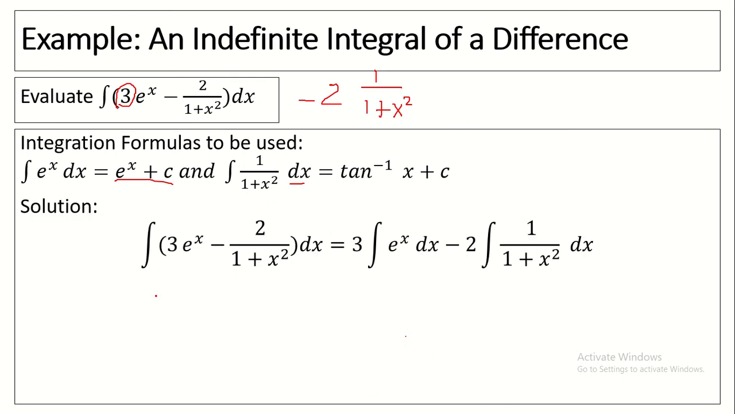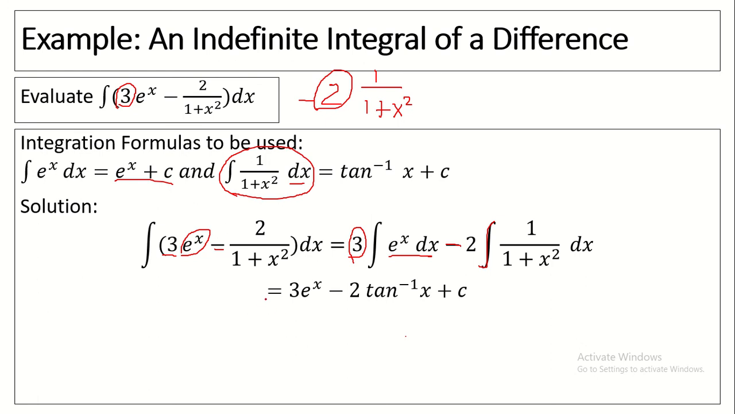Solution, of course, applying theorem 1.3, lalabas natin ito, 3. Kaya siya nandito sa outside the integral sign. So, 3 times the indefinite integral of e raised to x dx minus, so minus din yan, minus 2. So, gaya nga ng sabi ko, pwede natin siyang isulat na ganyan para magamit natin itong formula na ito. So, negative 2 times the indefinite integral of 1 over 1 plus x squared with respect to x.